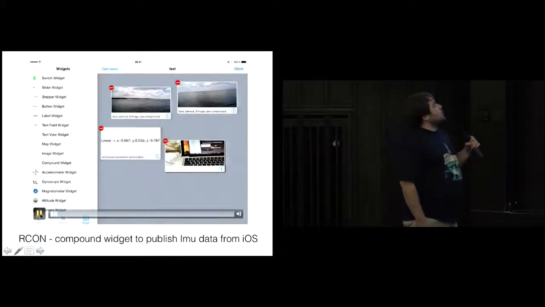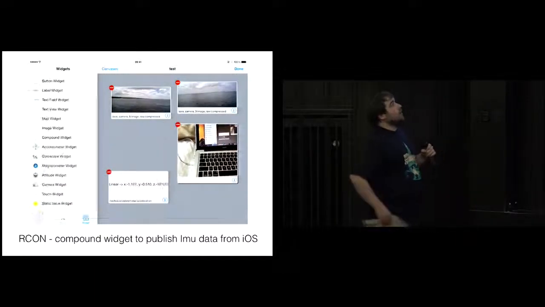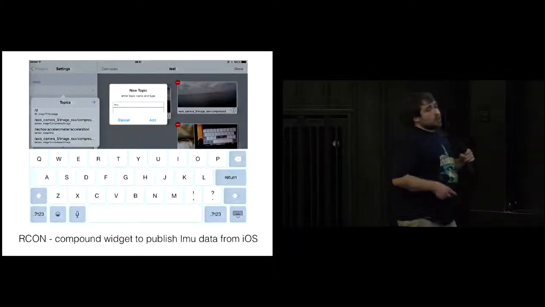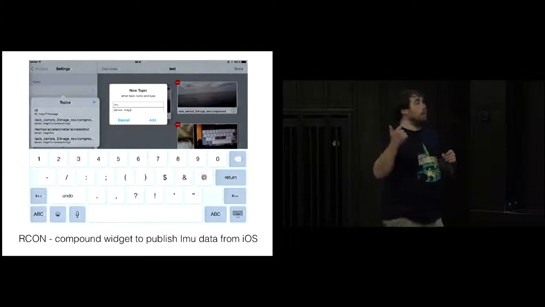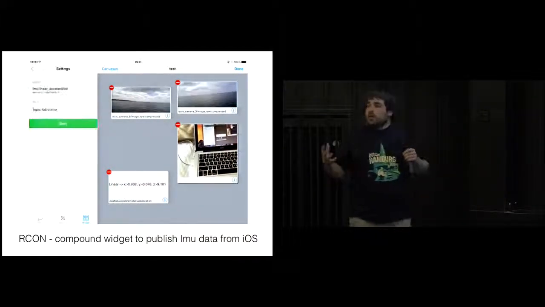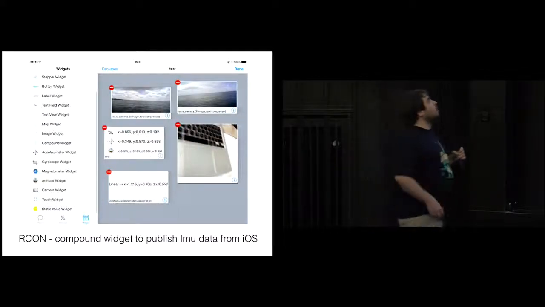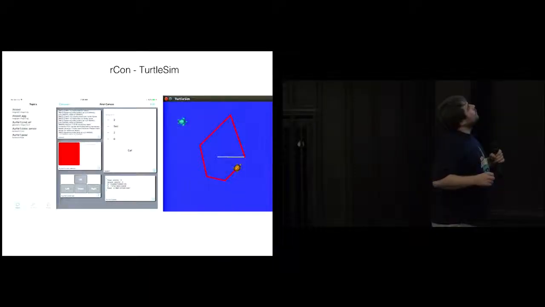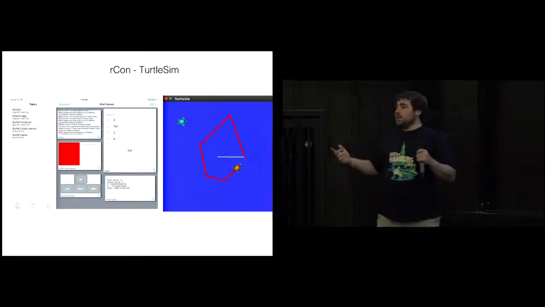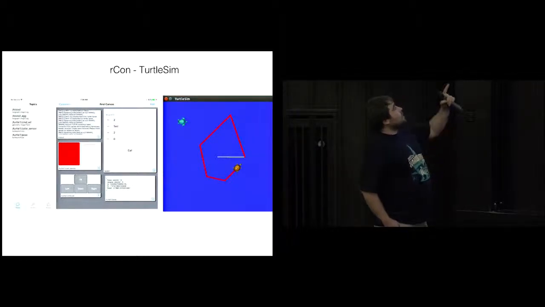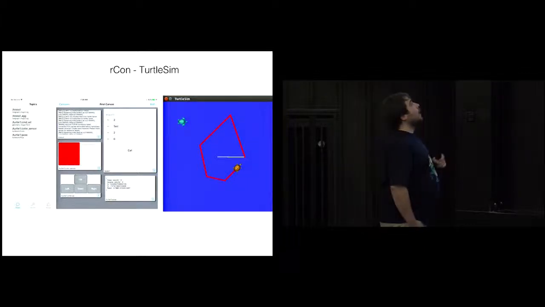This is a sped up video showing that you can move widgets around. You can also create compound widgets to publish data from the accelerometer, the gyroscope, and attitude sensor to create a full sensor IMU message. It can also run with TurtleSim because you need to have a turtle and a talk. We can also, as you can see, make a service request to initialize a new robot.